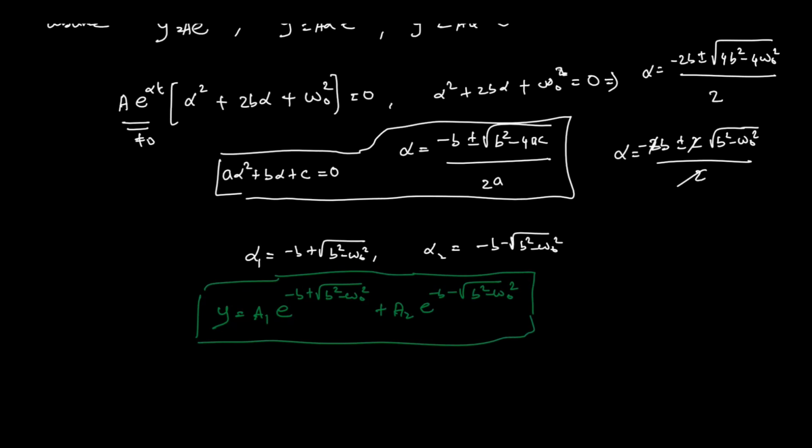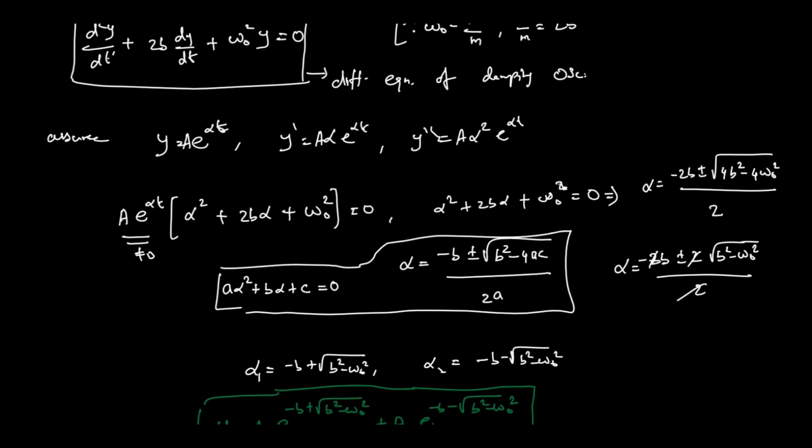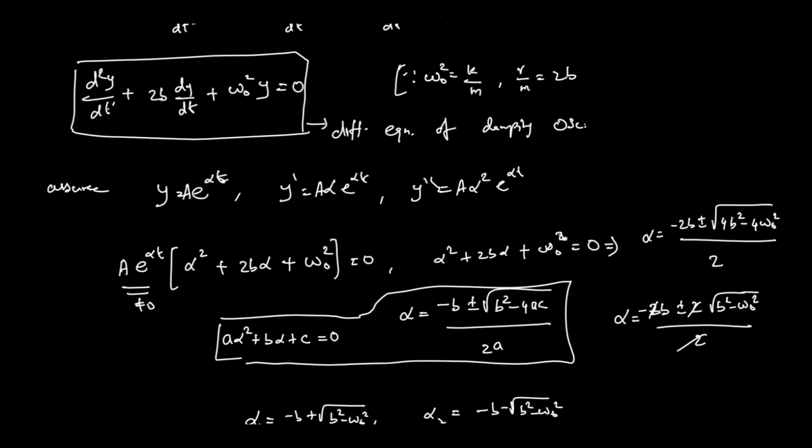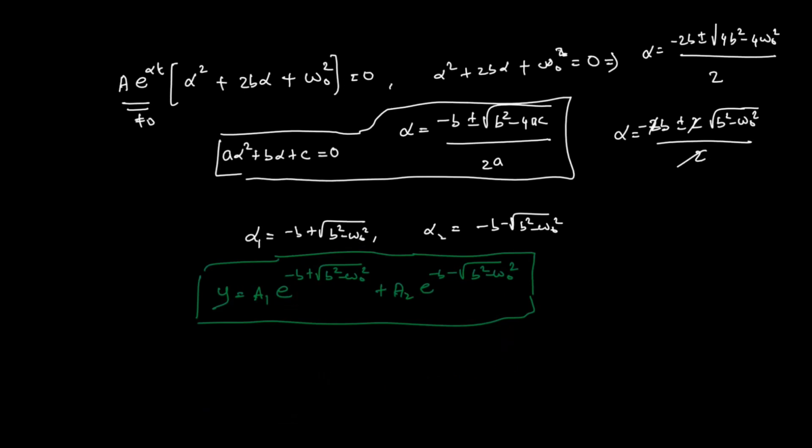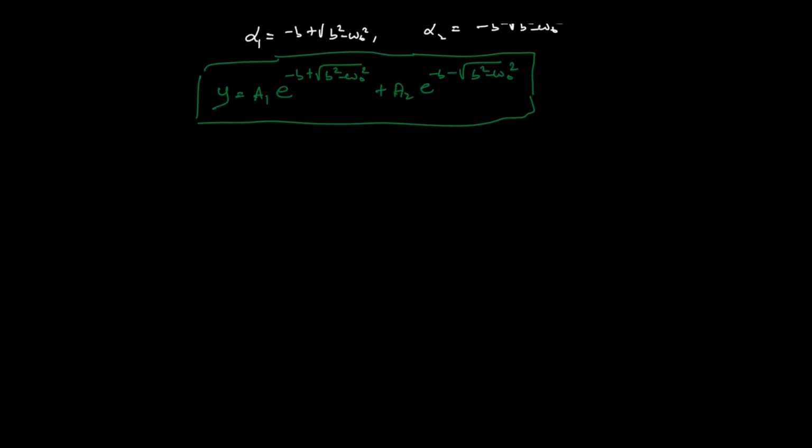Okay, what are we going to do next? Till now, by the given information, by given this differential equation, we got the final solution in this format. After this, we have to consider different cases. For that, case 1 is nothing but over damping. Over damping means the value of damping b is greater than omega naught. That is, b is more than omega naught. So this is over damping or heavy damping.